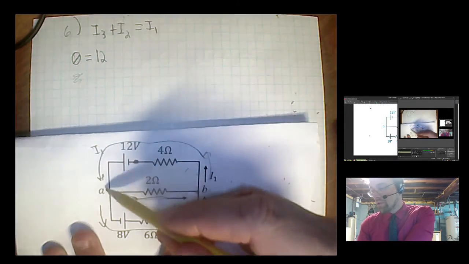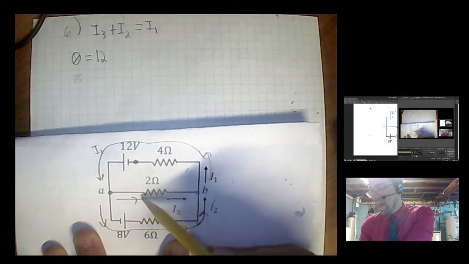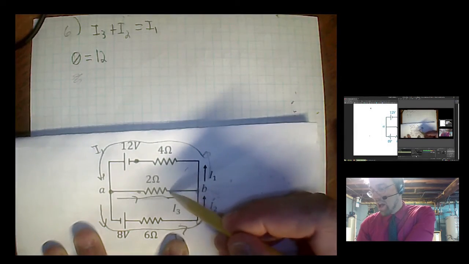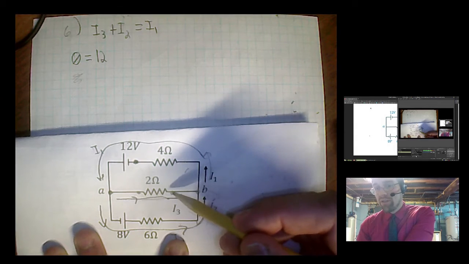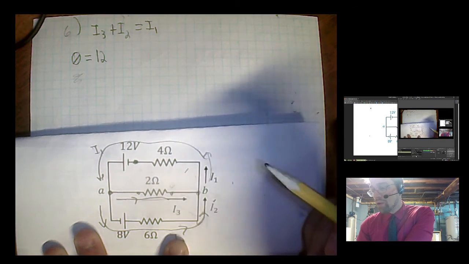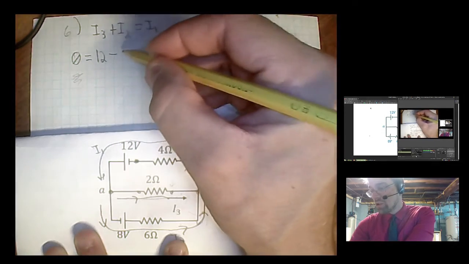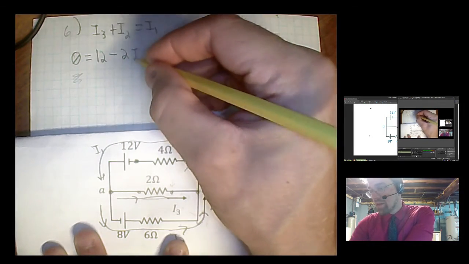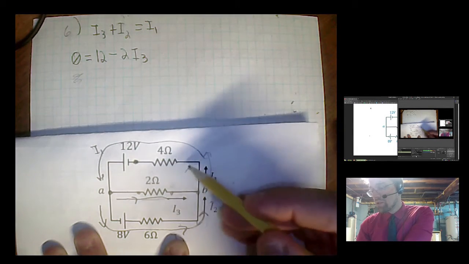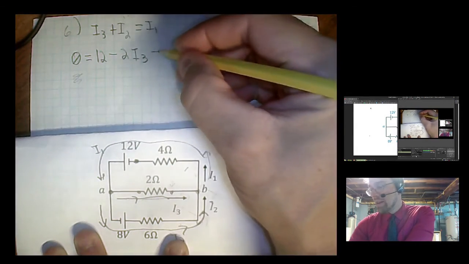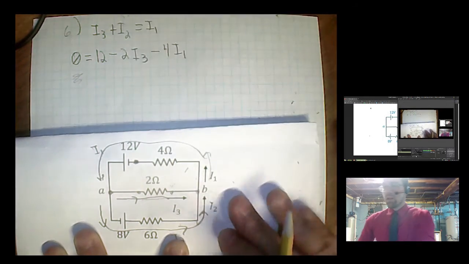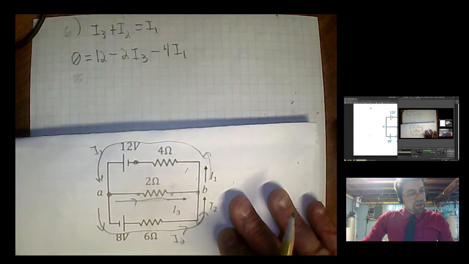All right, let's do the top here. I'm moving with I3, which means when I go from here to here, I've consumed voltage. I've used up energy pushing charges through this, so I'm going to a lower place. So I'm going to subtract 2 ohms times I3. I'm moving with I1 now, so this resistor is also a drop, minus 4 I1, and I'm back to where I started from. So that one's all done.